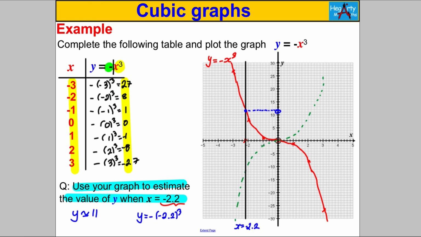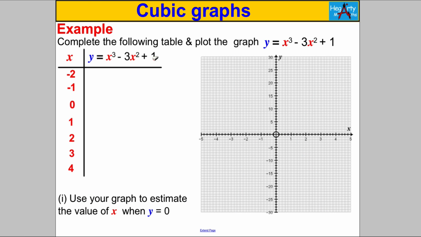Okay, last one for us to have a go at. Now this one's slightly more complicated. The substitution is quite technical. Pause the video and have a go at filling in the table and then drawing the graph. Now I'm going to go through, but I'm not going to talk throughout. I'm going to go through it super fast. You may want to slow me down if this is too fast for you. So I'm just going to substitute in and work out the answers.